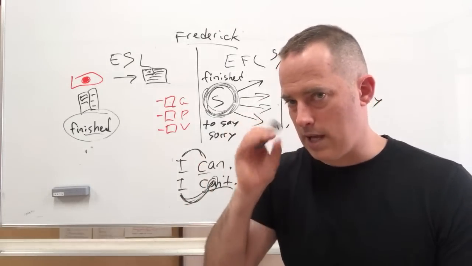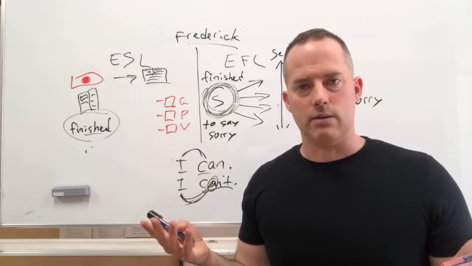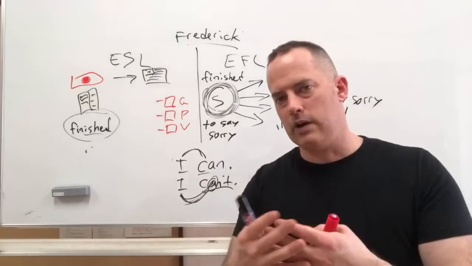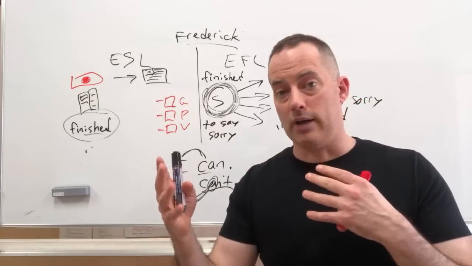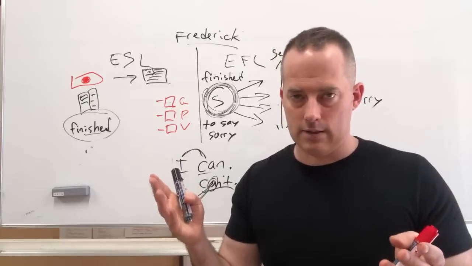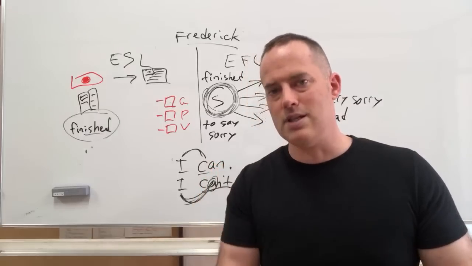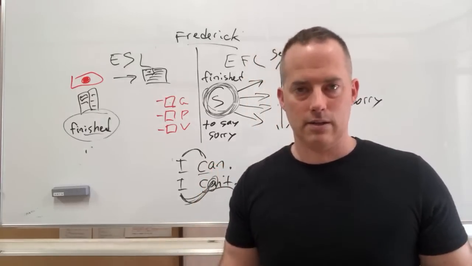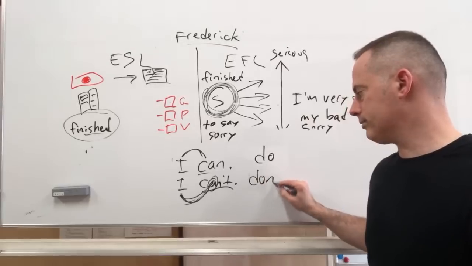So listen, I'm not pronouncing the T really clearly because natives don't do that. If the meaning is understood, then people will try to be as quick as possible. So I can't, I can't. The space is in there for the T, but the T isn't spoken. Same thing with do and don't.